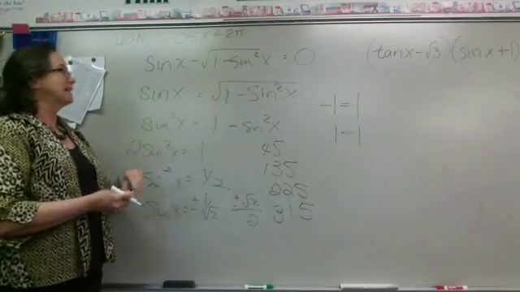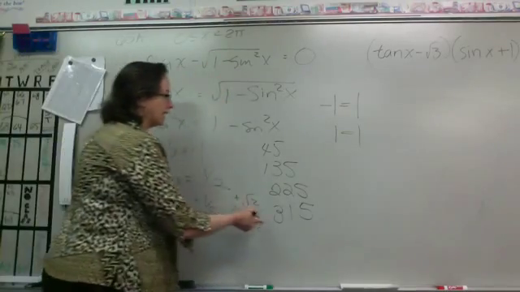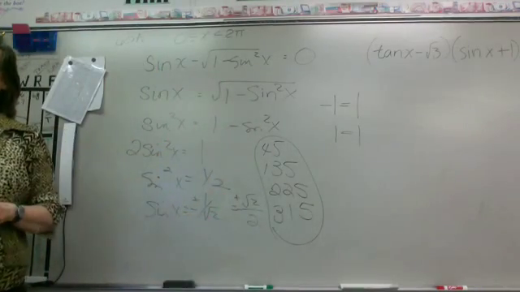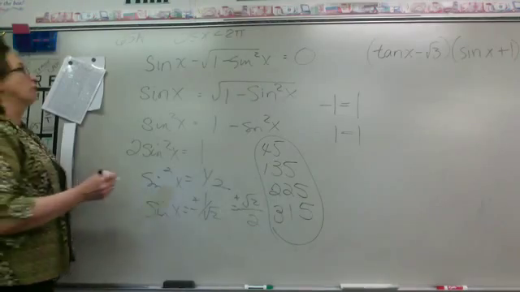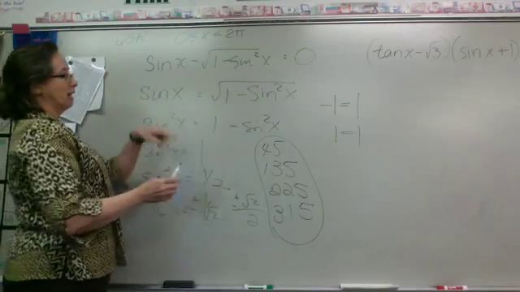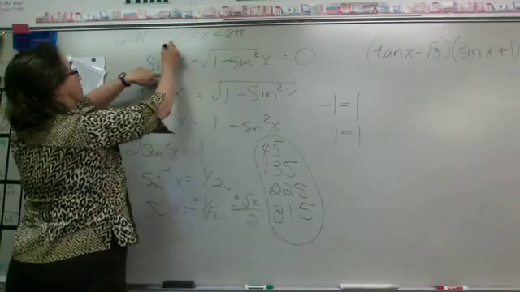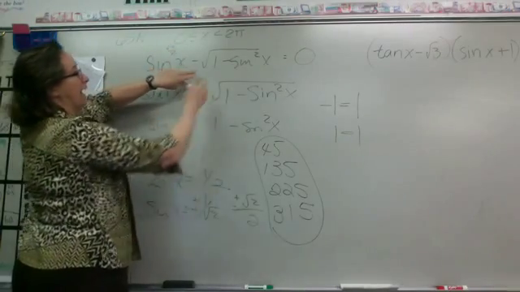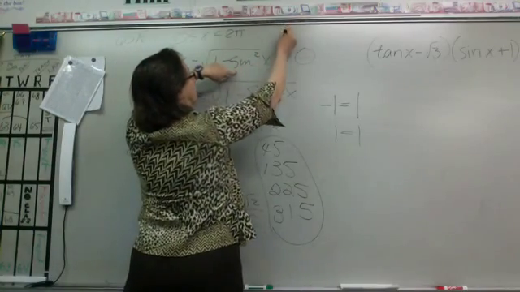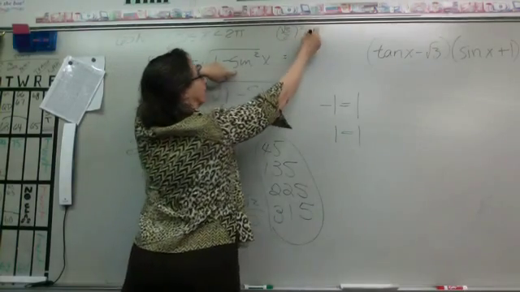Because I squared both sides, I can come up with extra solutions. So I'm not sure that all of those are correct. What I'm going to do is go back and check. If I am over here, the sine of 45 is square root of 2 over 2, right? And when I square square root of 2 over 2, I'm going to get 2/4 or 1/2, right?